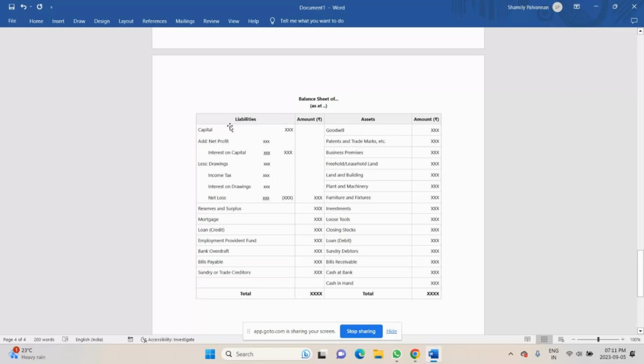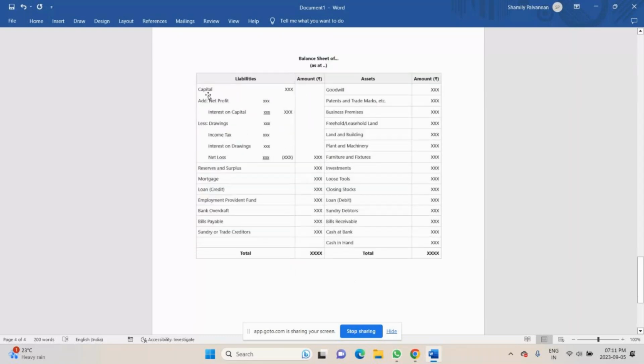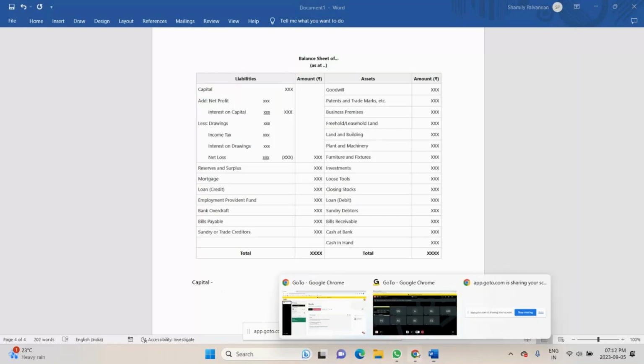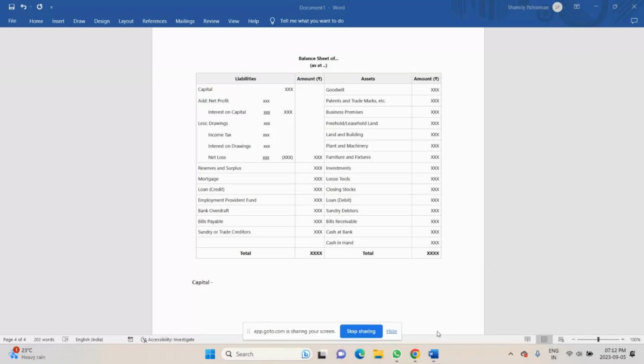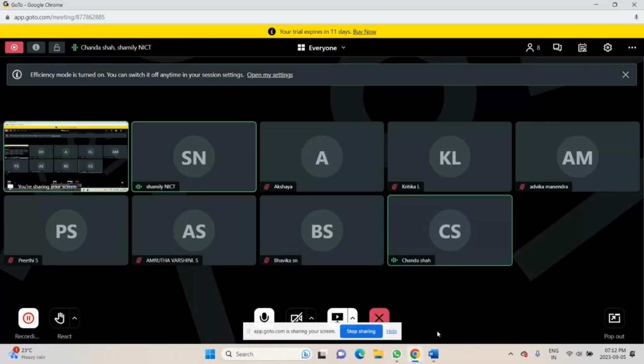Can anyone say what this capital means? The amount which is invested while starting the company. Very good. So it is the initial money that is invested by a person to run a business.